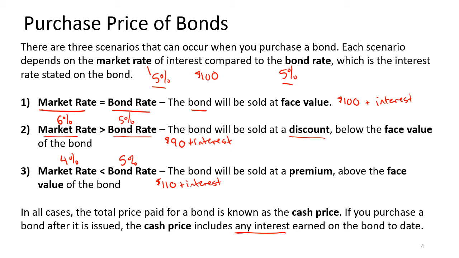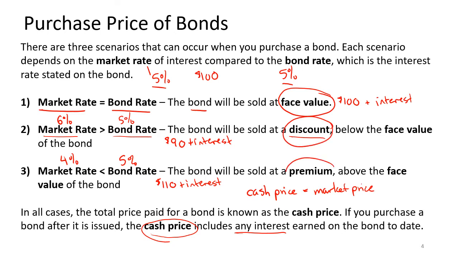Okay, but in all these cases, that just explains how the purchase price changes. And the overall price is known as the cash price. So the cash price is equal to the market price. So that could be the face value of it, or it could be at a discount, or it could be at a premium, depending on, again, what the market rates are, plus any interest that's been earned to date.